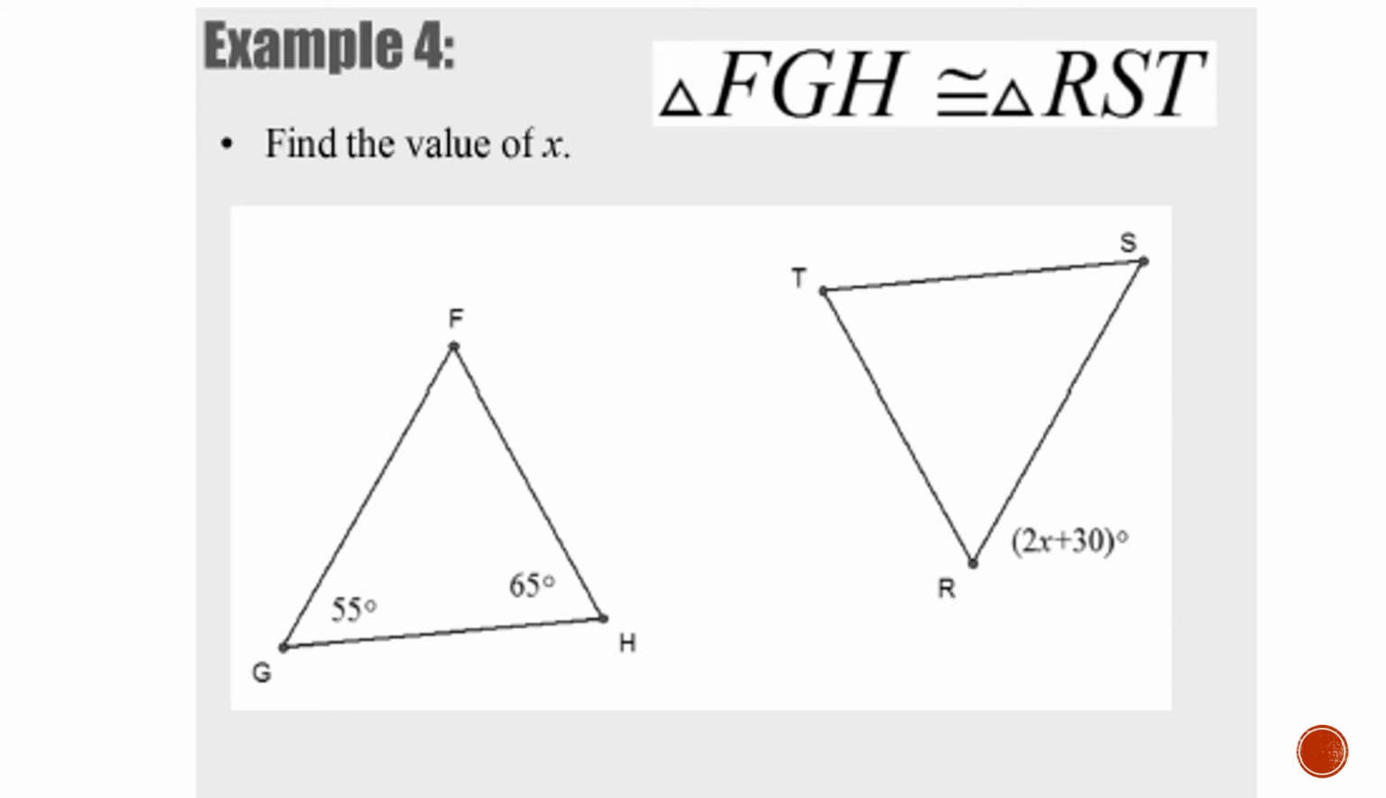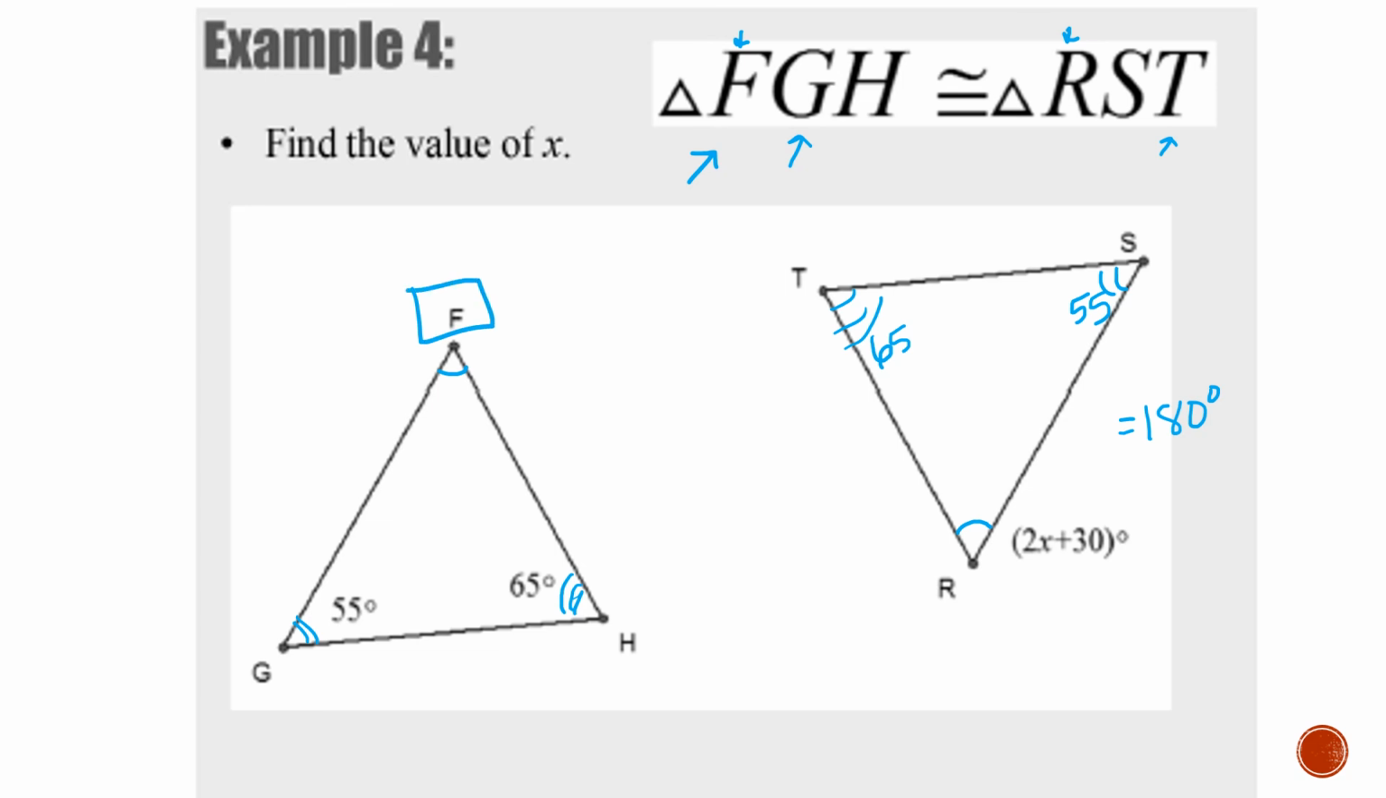So example 4 gets into a little bit more algebra. Here we have the congruency statement, which tells us F is congruent to R. I'm going to mark that on my picture. F is congruent to R. We also know that G is congruent to S, and we know T is congruent to H. So since I know they are congruent, I could fill that in over here. I could put the 65 here, and I could put the 55 here, and then we know there's 180 degrees in a triangle, so you could set it up that way.